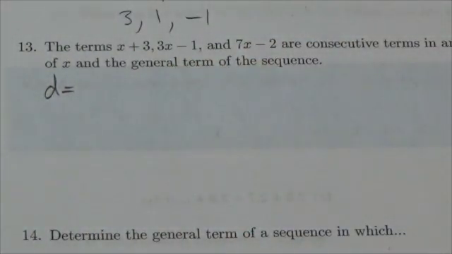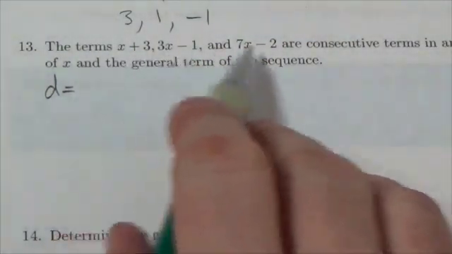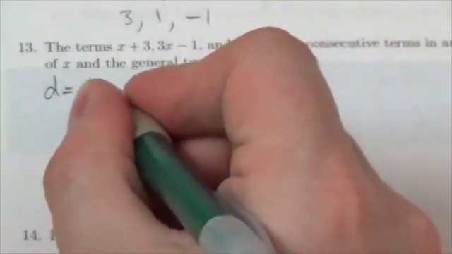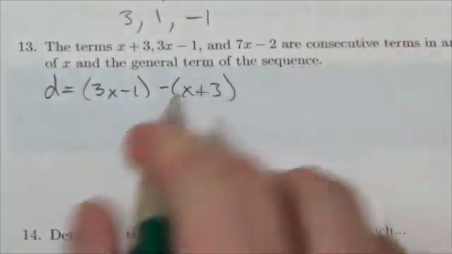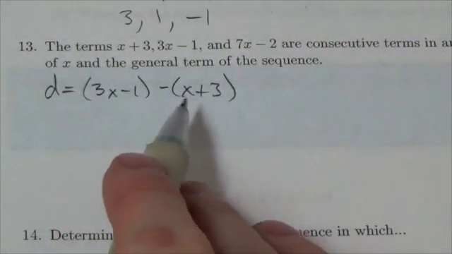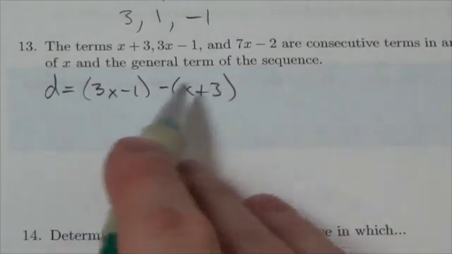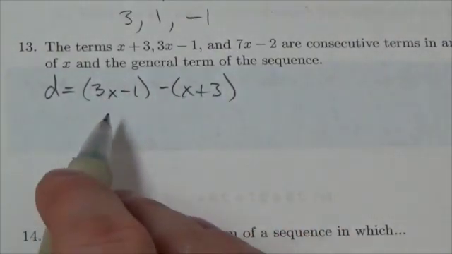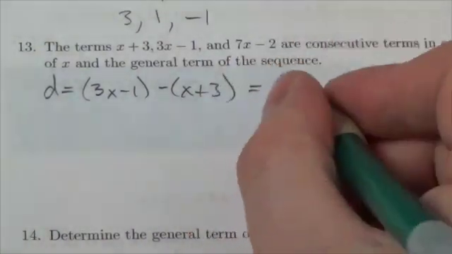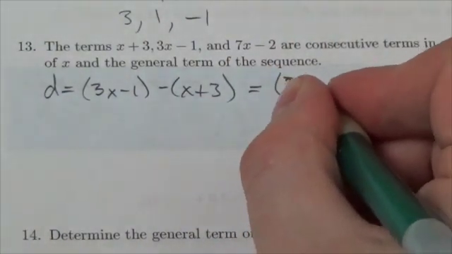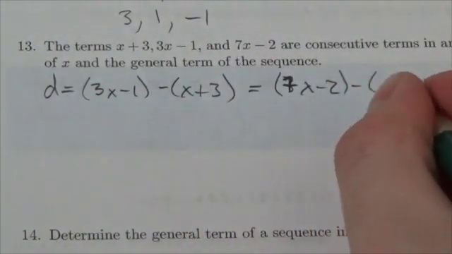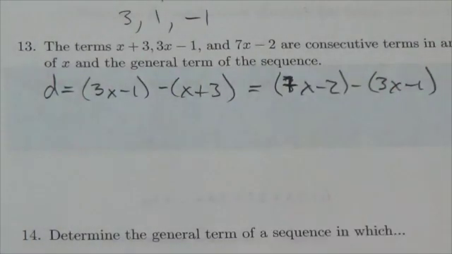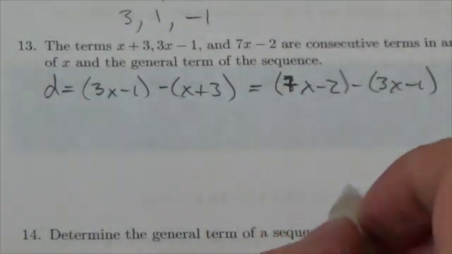Once again, what we're going to do here is create an equation that we can solve based on the value of d, which should be the same. So if I take the second term minus the first term, I'm putting brackets around these because this whole expression here is the first term. This whole expression is the second term. I want to keep those together here. That should be equal to the third, my mistake, I put a 3 there. That third term, 7x minus 2, minus the second term, 3x minus 1. And again, in brackets there to keep that all together.